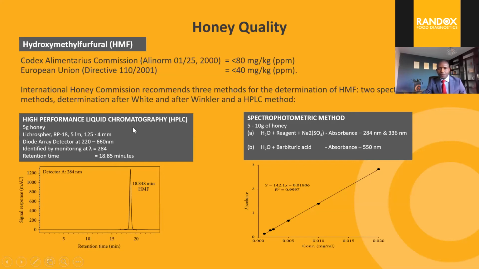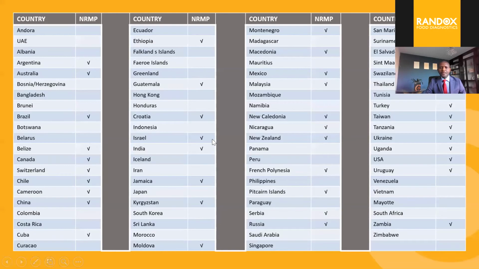The main one here is high performance liquid chromatography. So you can identify your HMF, quantify it, and see whether it exceeds the limit or not. Or you can use a spectrophotometric method to check for the content of HMF. But when it comes to international trade, like I've indicated before, it is very important to have a residue monitoring program for honey so that you'll be able to export, for example, to the EU.